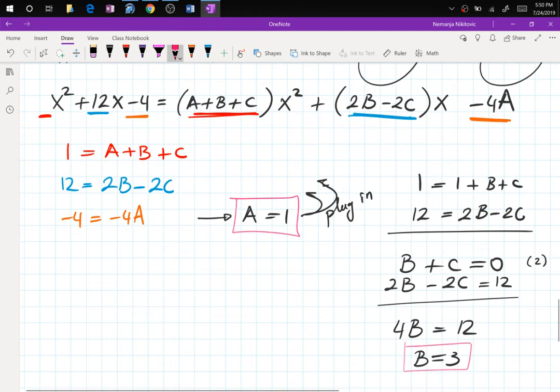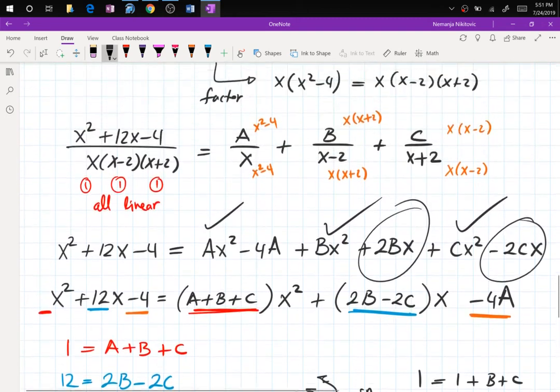And now I need the value for c. Well, if b is 3 and b plus c is 0, then c must be what? Good, negative 3. So c must be negative 3. Excellent.